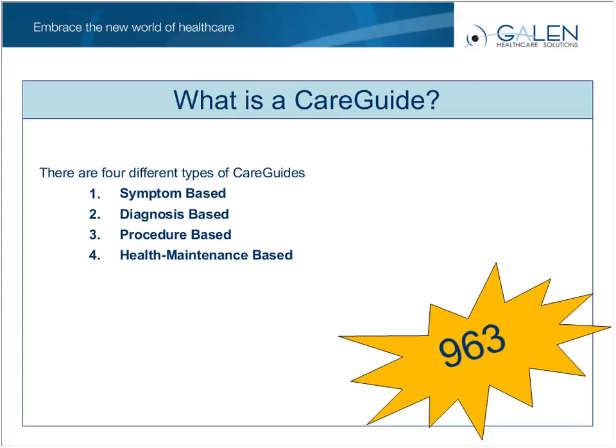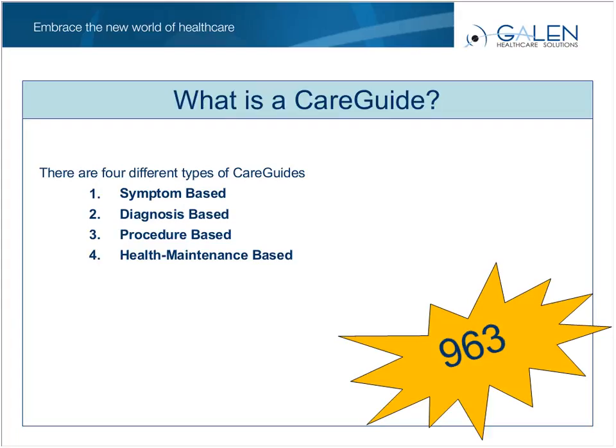Symptom-based focuses on the workup and symptomatic treatment of the identified symptom. Diagnosis-based focuses on confirmation of the diagnosis and includes workup, orderable items, as well as testing for complications, monitoring disease progression, and medication treatment for the disease.